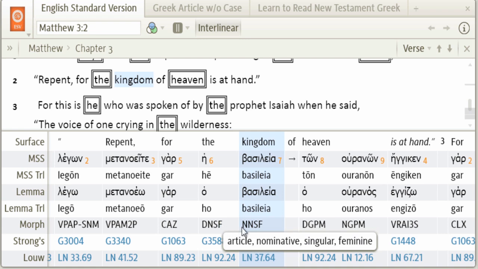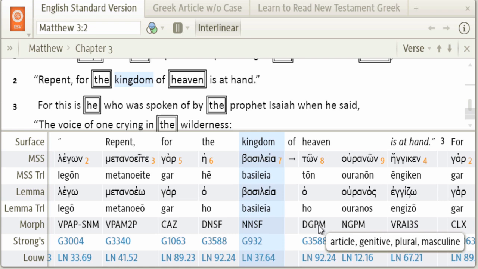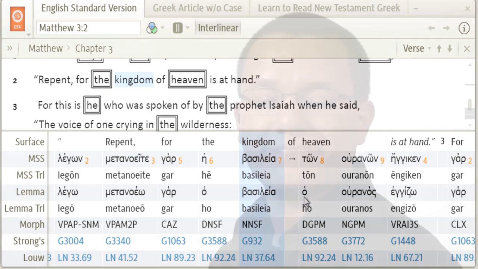It's the same over here with ouranon, which is translated heaven, genitive, plural, masculine, and the article matches genitive, plural, masculine. So even though these forms here are different in the manuscript line, he and ton, we have the same lemma form, ho, in both cases.